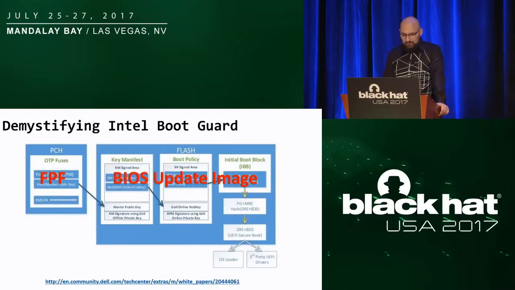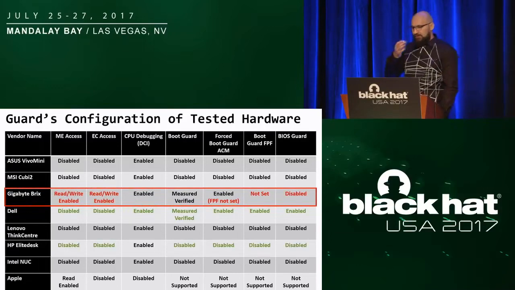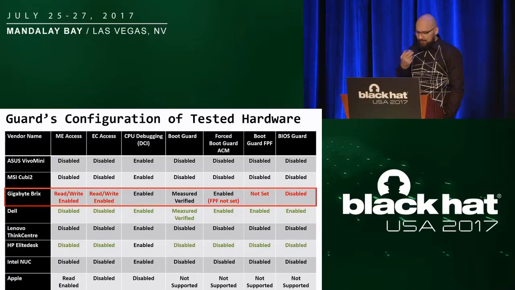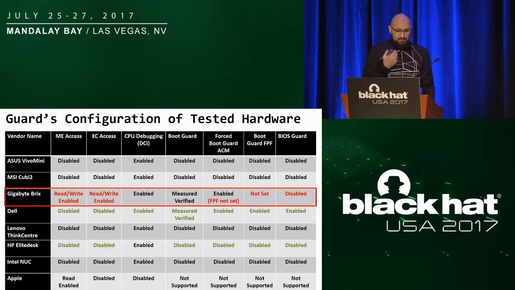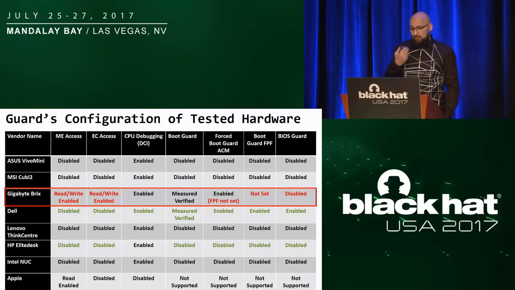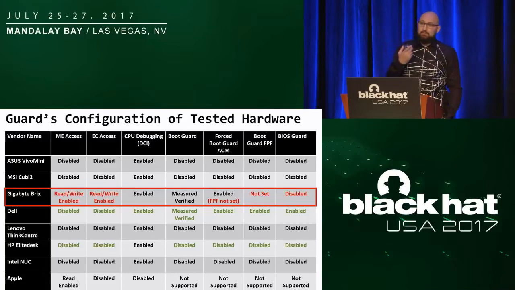But it's good they dropped some details, and now we know how it works, and our reverse engineering work is correct. But let's check how the guards configuration actually looks on the tested hardware. Our main target platform is Gigabyte. As you can see, the management engine is not locked there, and we also don't have BIOS Guard enabled there, and Boot Guard is not locked into the hardware with a field programming fuse.